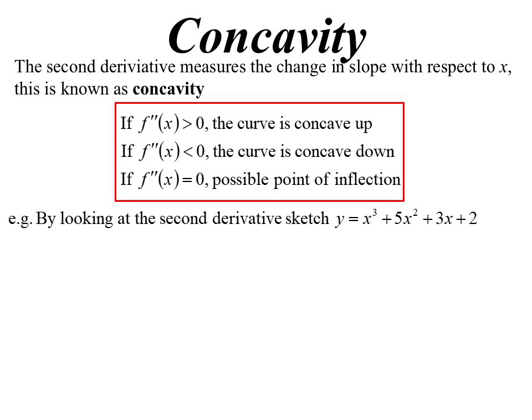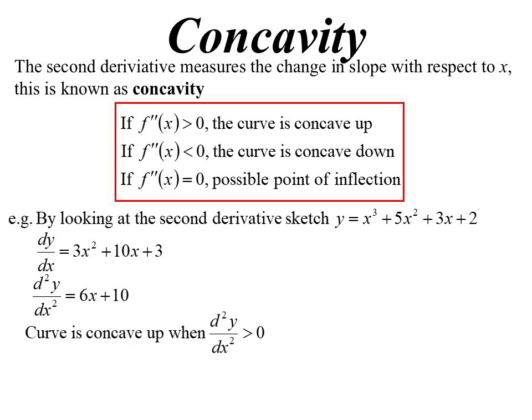So let's find our derivatives then. There's our first derivative, there's our second derivative. So I'm only going to use the second derivative. What does the second derivative tell me about? It tells me about concavity, and all I'm interested in is when is it positive, when is it negative. So let's solve when is it positive.